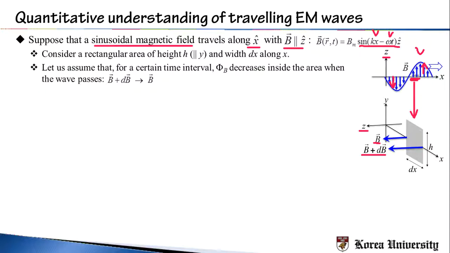Okay, and at the same time, if this magnetic wave is moving to the right, what will happen to the magnetic flux in this gray area? Looks like it's decreasing, right?